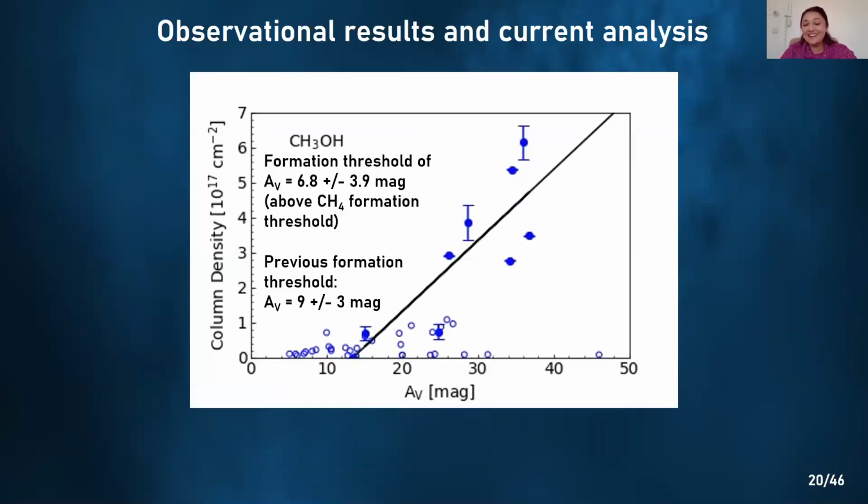Finally, after 34 upper limits shown in the open blue circles, you can see that the trend still holds, that there's a big discrepancy between the detections and upper limits at high visual extinction. It's quite obvious that with just one more detection included, the error bar on the methanol formation threshold didn't get any better. So there's still no observational evidence that methanol is also formed from methane, but it's also clear that more detections are needed to constrain the methanol ice formation threshold. So this is still a developing story.